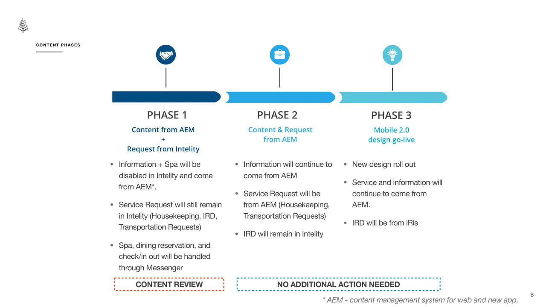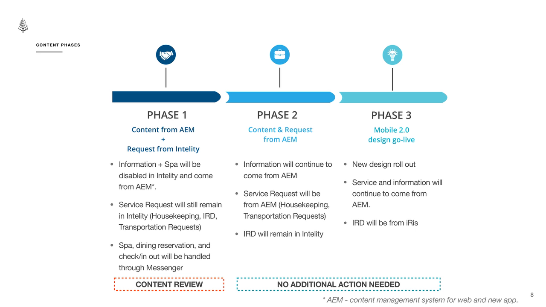So let's just jump right in. In terms of content phases, there are roughly 3 phases that we are going through. Phase 1 would be content from AEM and requests from Entality. We briefly covered this in the kickoff call last week. What's going to happen is that hotel information, or the resort information tile, will be disabled in Entality, and it will come from AEM.